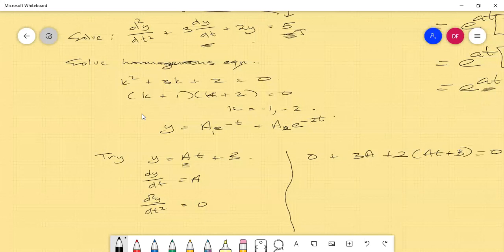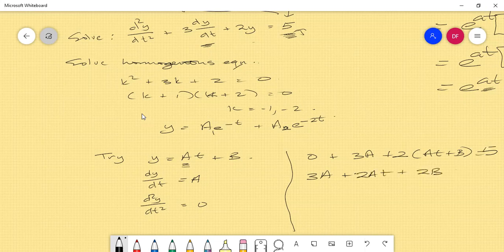So this is going to be 3a plus, not equal to 0, it equals 5. Sorry about that, because the equation is equal to 5. That's 3a plus 2at plus 2b is equal to 5.